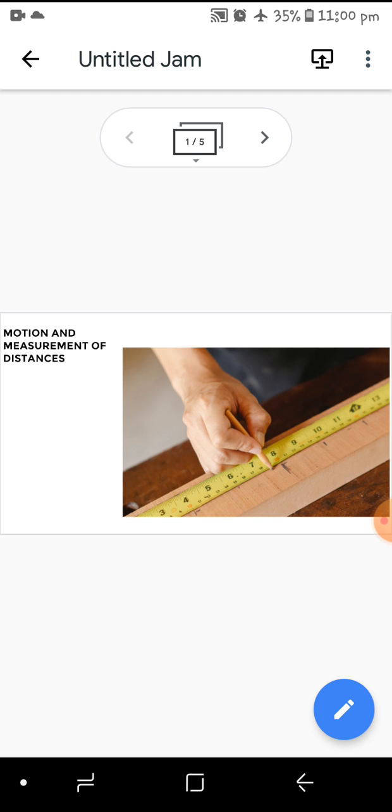Today we are going to start a new lesson, that is motion and measurement of distances. In this chapter, first we will study about the story of transport, how the history of transport started, how man learned to go from one place to another. Then we shall discuss about the old units of measurement and some new units of measurement.